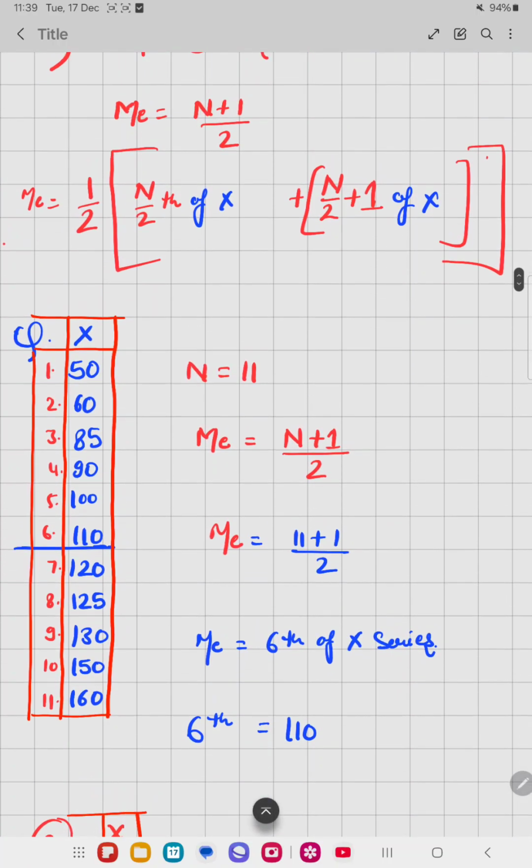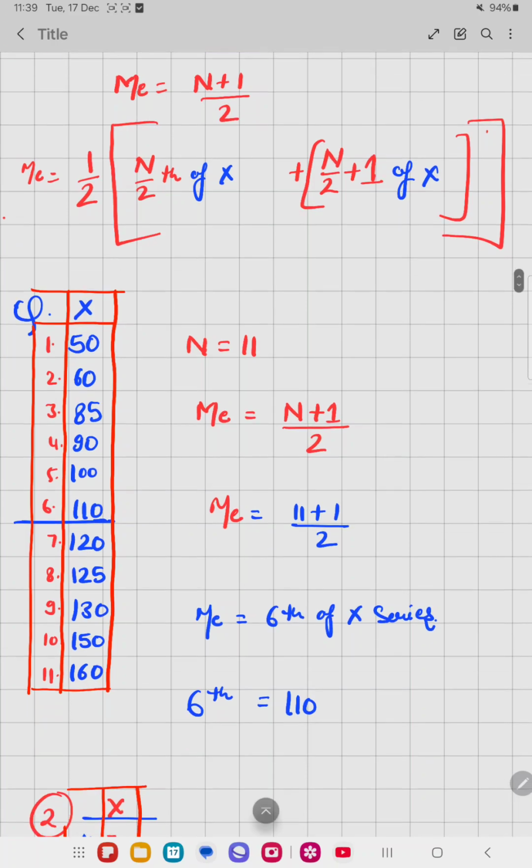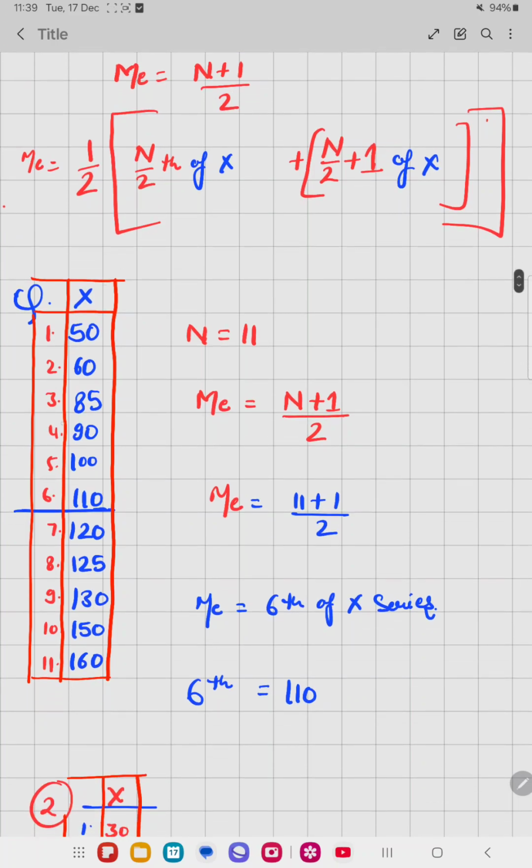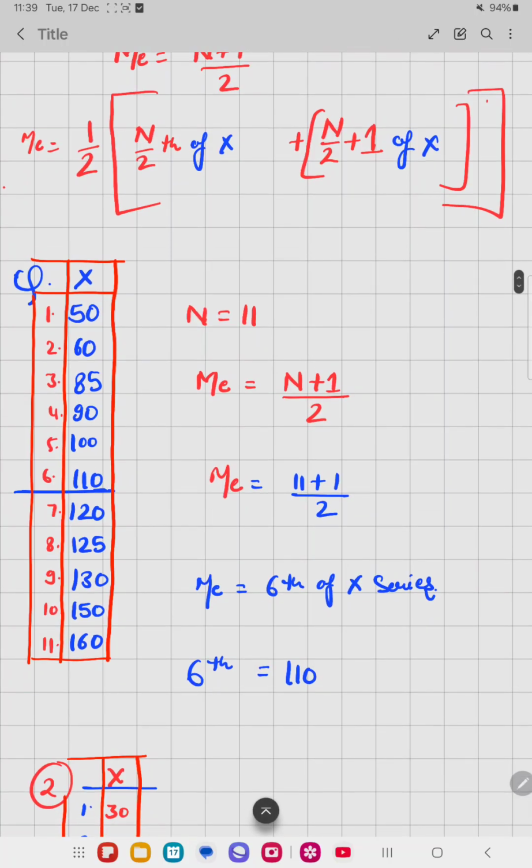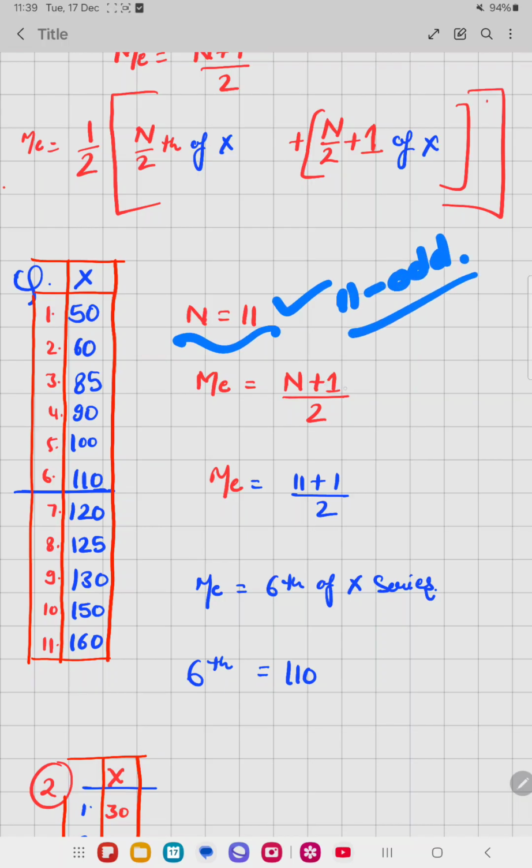Now here the series is given, which is about the x, a simple series, and the values in the x are 50, 60, 85, 90, 100, 110, 120, 125, 130, 150 and 160. Here n is the total number of these values. So these are 11 in number and hence you have taken n as 11. Now 11 is an odd number and hence the formula here is n plus 1 by 2.